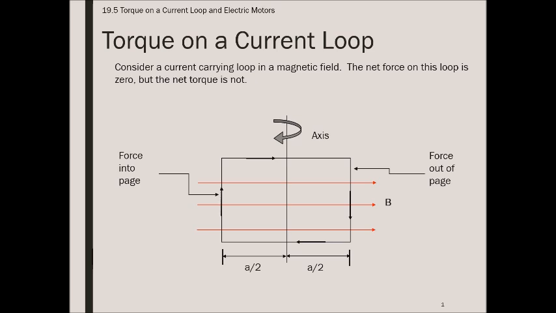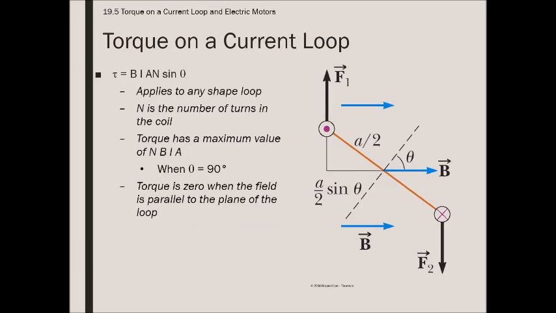Motors and generators are basically the same thing, just what's being converted into what. For a generator, mechanical energy is being converted into electrical energy, and for a motor, electrical energy is being converted into mechanical energy. So here we'll find that the net force is 0, but the net torque is not, meaning that it will sit, but it will spin.